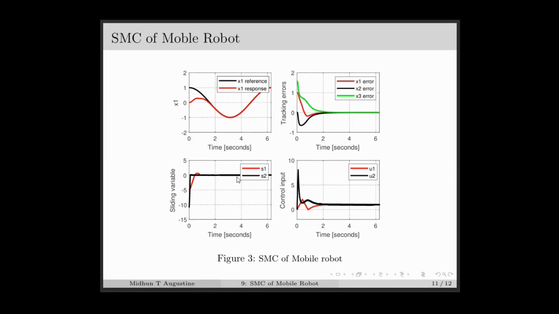Figure 3 shows the time series plot of the variables, where in the first subplot we can see the plot of x1 versus time, in which we can observe that the states start following the reference trajectory within 2 seconds. And the second subplot shows the tracking errors, where we can observe that the errors become 0 in a few seconds. And in the third subplot, we show the sliding variables s1 and s2, which become 0. Then the fourth subplot shows the control input to the kinematic model, which are u1 and u2. And for the dynamic model, the input was designed by SMC, which will be a discontinuous input.